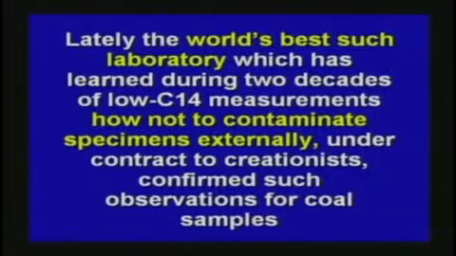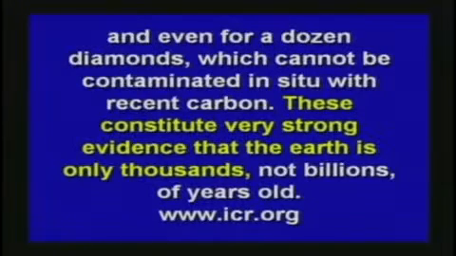account for it. Lately, the world's best such laboratory, which has learned during 2 decades of low C14 measurements how not to contaminate specimens externally, under contract to creationists, they confirmed such observations for coal samples and even for a dozen diamonds. Now think what that means. The textbooks will tell you coal formed 250 million years ago in the Carboniferous era. And yet when they test coal, it still has carbon-14. How is that possible? If all the carbon-14 atoms would have disappeared in, say, 30, 40, 50,000 years, why would there still be carbon-14 atoms in coal?